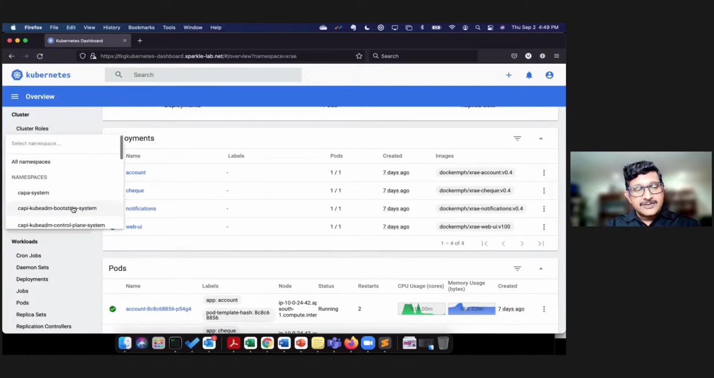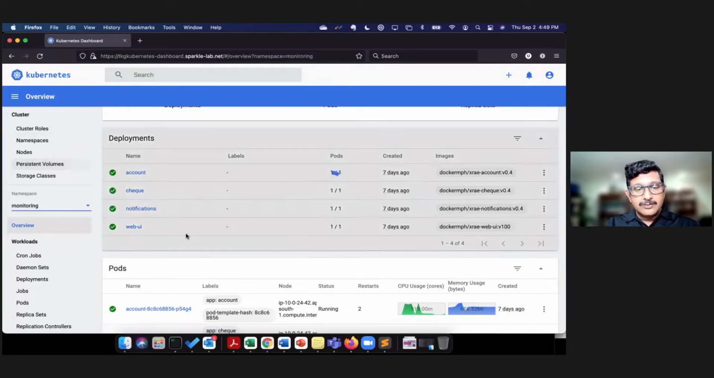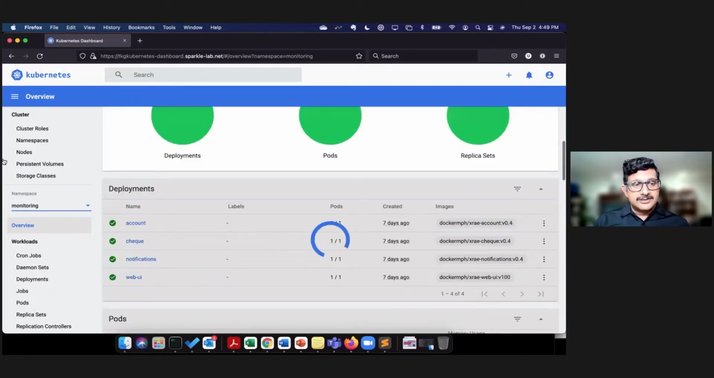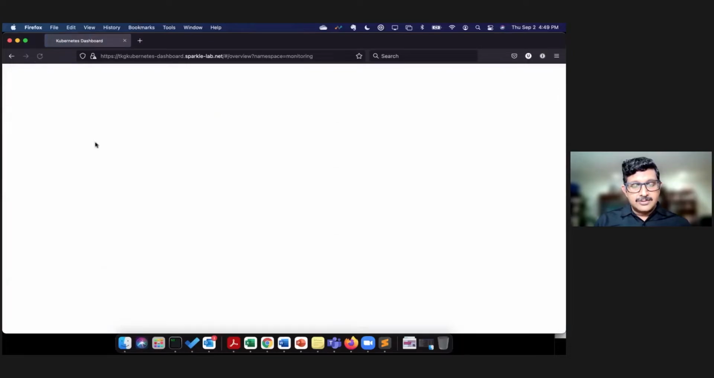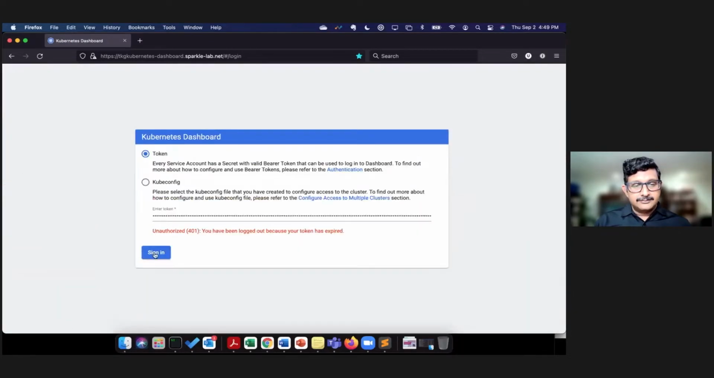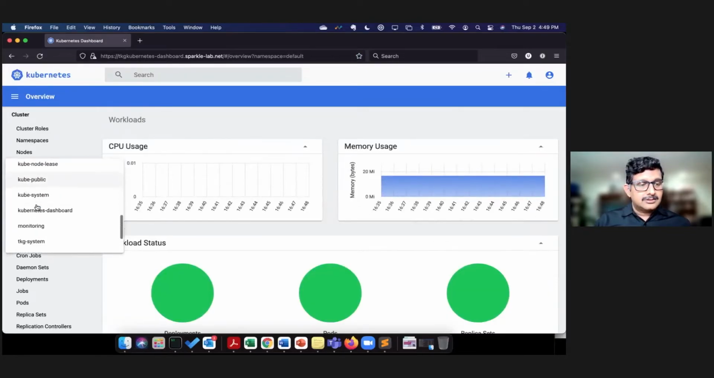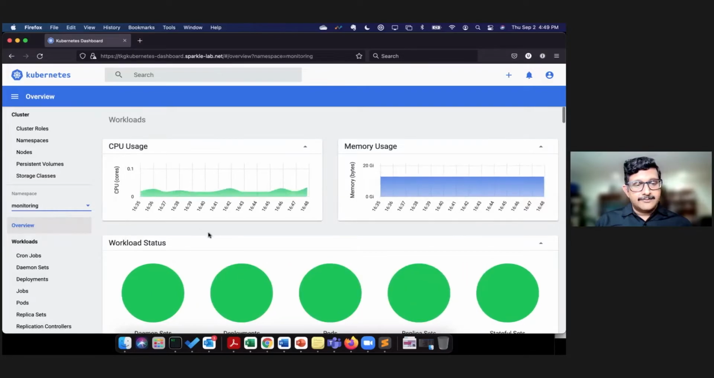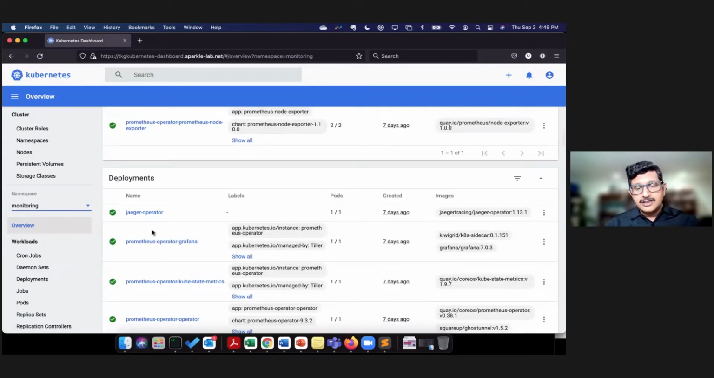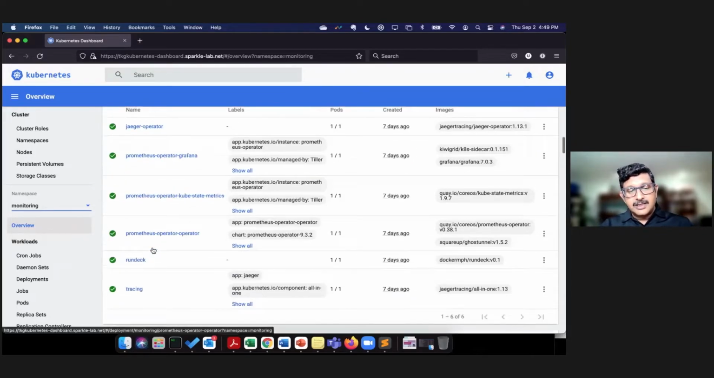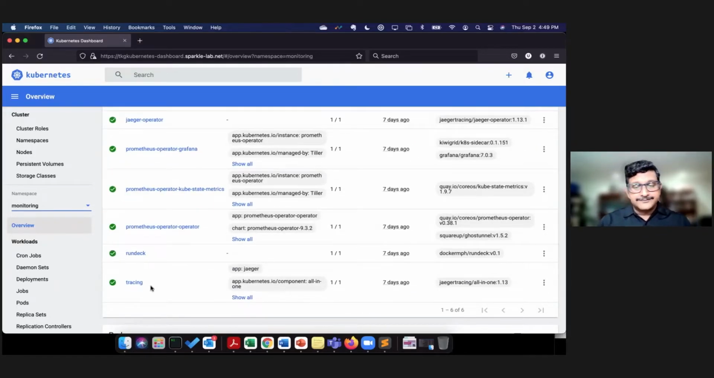And we also have, as part of the cluster, certain monitoring components, which we talked about. These are the monitoring services related to Prometheus, Grafana, Rundeck, and so on. So those will also be shown as part of this. Just give me 1 second to refresh this, it probably timed out. Okay, there you go. And in the monitoring one, you can see we are using Jaeger for tracing, along with Prometheus and Rundeck.